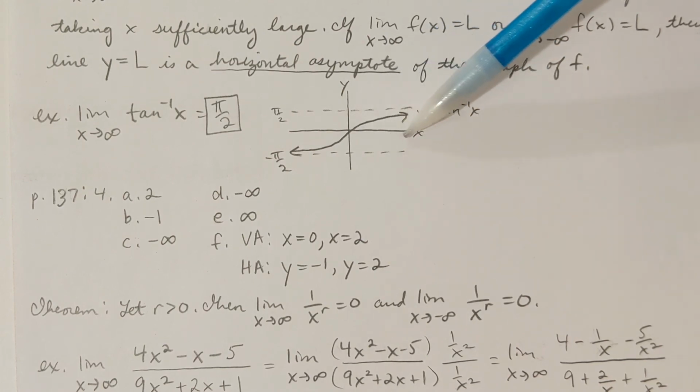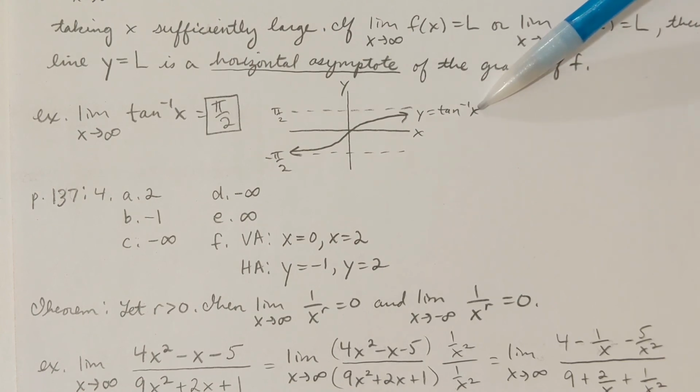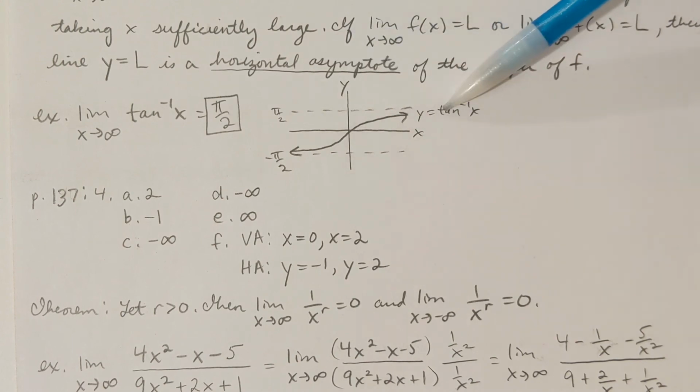As x is growing without a bound in the positive direction, y is getting closer and closer to pi over 2, because I have that asymptote there. So the value of that limit would therefore be pi over 2.